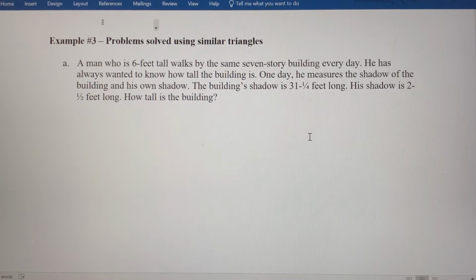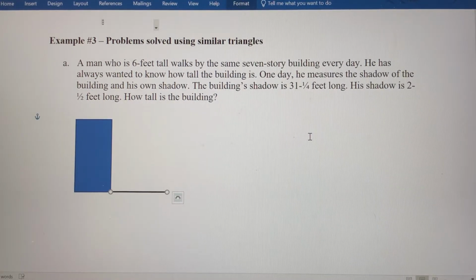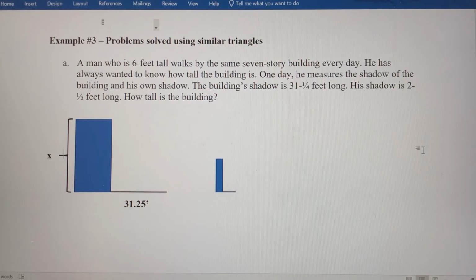So the first thing we want to do: we've got a building here, and this will be the shadow that it casts. We know the height of the building is what we're trying to find, so we're going to call that x. And we know the length of the shadow is 31.25 feet. We've got a 6-foot man here who casts a smaller shadow, a 2.5-foot shadow. So we've got similar triangles here. If we connect the top corner of the building with the end of the shadow, and connect the top of the man's head with the end of his shadow, we've created a triangular situation.